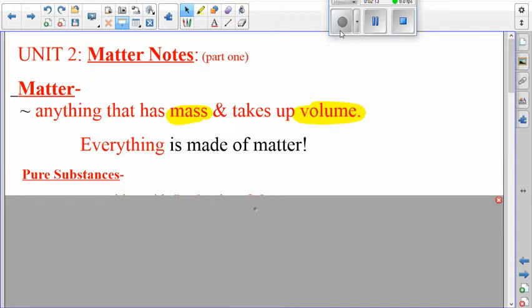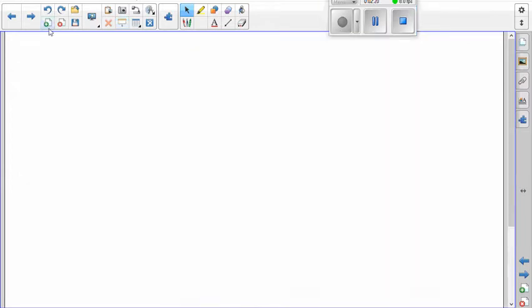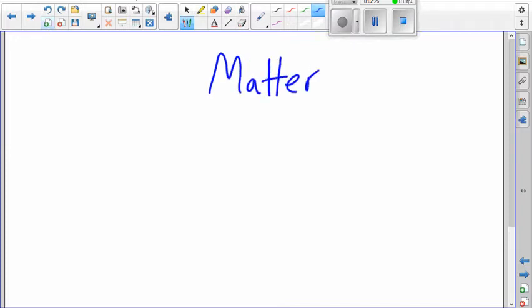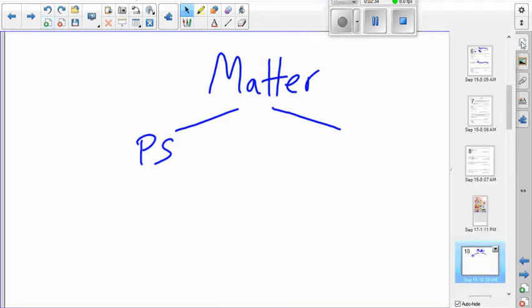Now, there are pure substances. We're going to start to draw a little tree here. I'll come back to this real quick in a moment. So we have matter up at the top, which is everything. It breaks into two parts. You have pure substances on the left, okay? And so we'll come back to this tree several times.